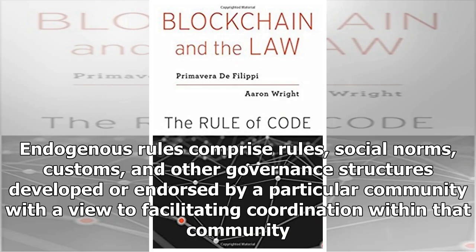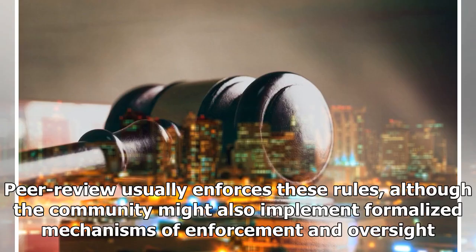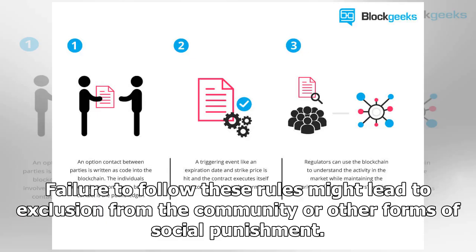Endogenous rules comprise rules, social norms, customs, and other governance structures developed or endorsed by a particular community with a view to facilitating coordination within that community. For instance, developers in open-source communities codify rules and procedures to decide on developing and evolving an open-source software project. Peer review usually enforces these rules, although the community might also implement formalized mechanisms of enforcement and oversight. Failure to follow these rules might lead to exclusion from the community or other forms of social punishment.